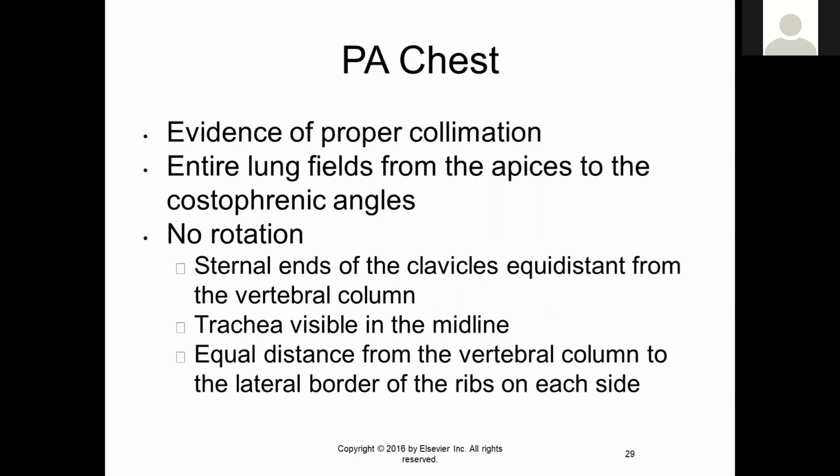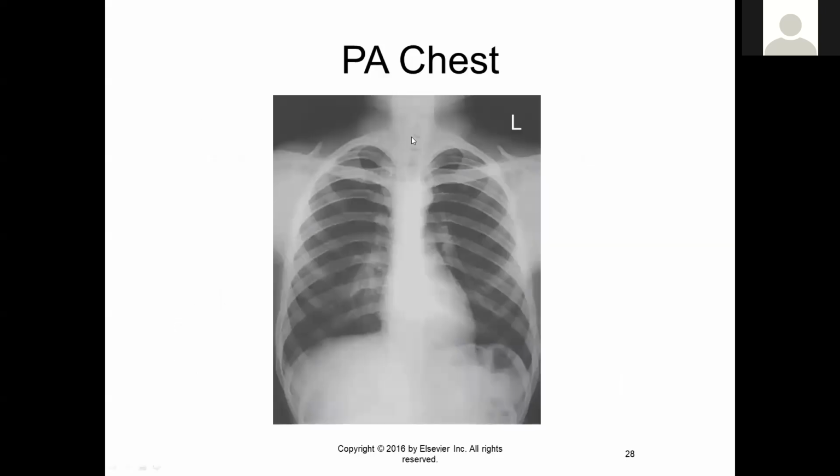Here are some positioning criteria. Evidence of proper collimation. This means we can see the borders of the image. Where the X-ray field stops, it should not go past the edges of my cassette or detector. The entire lung field should be visible from the apices to the costophrenic angles. Apices, right and left costophrenic angles. We've achieved that.